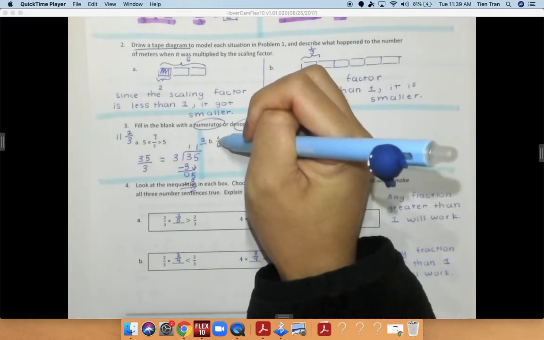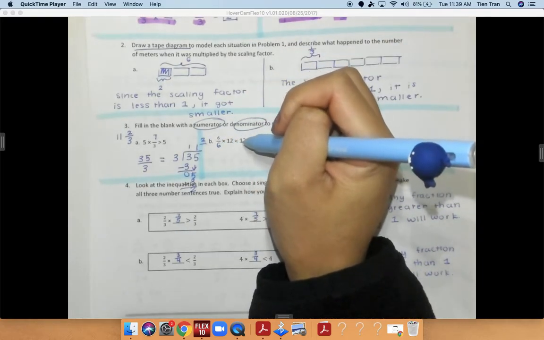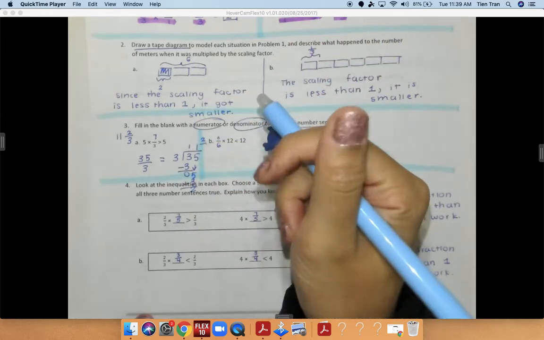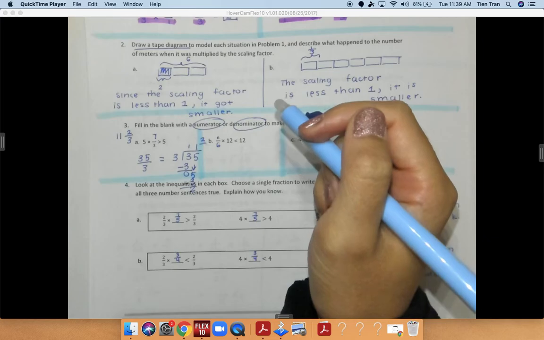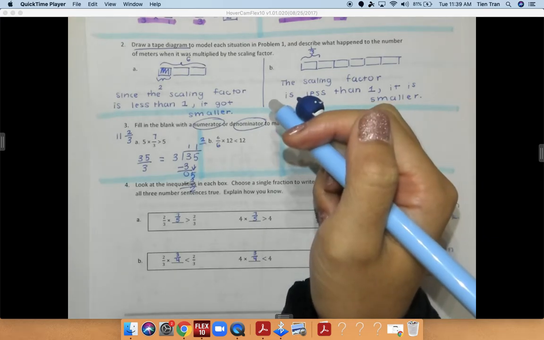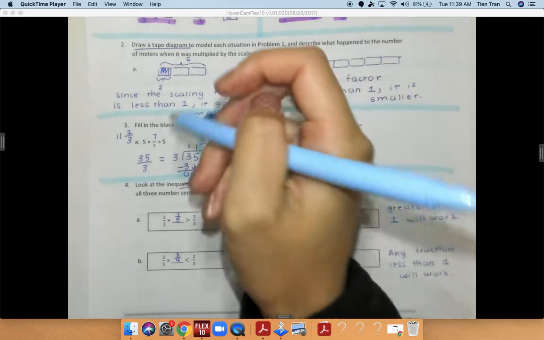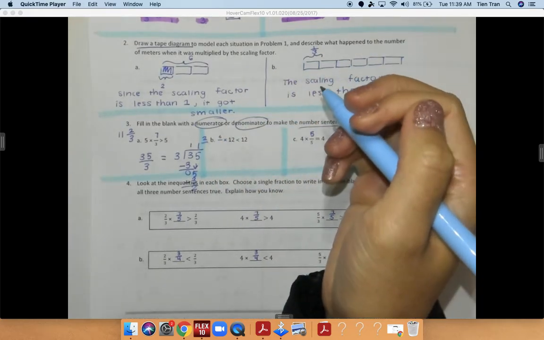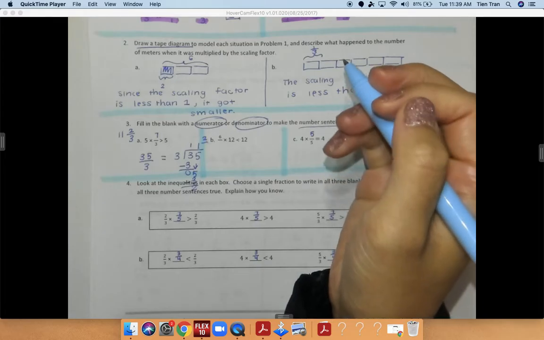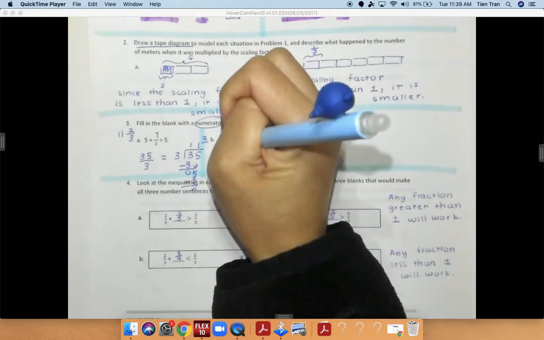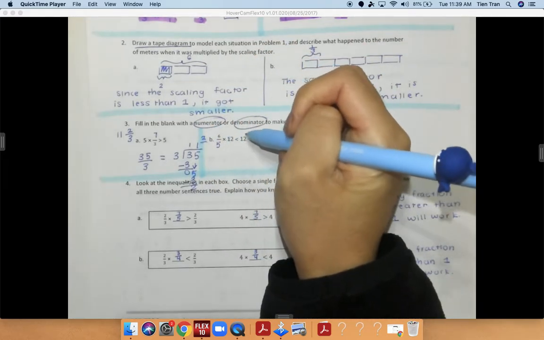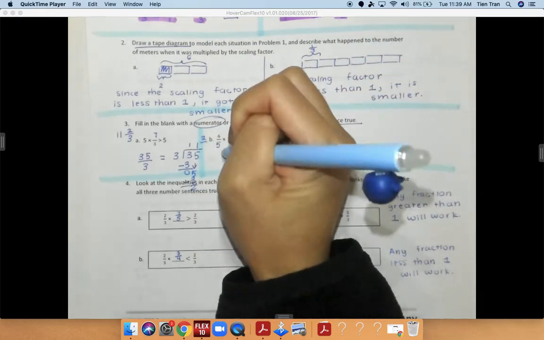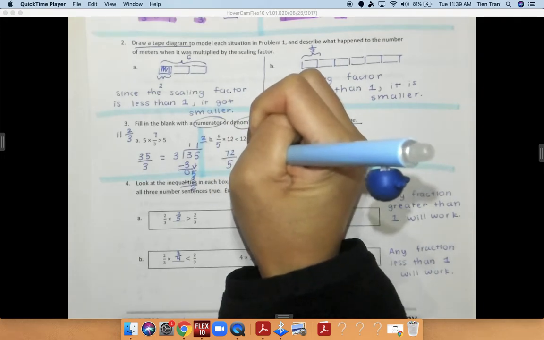Over here we have 6 divided by 6 times 12 is less than 12. So we're trying to make the number smaller. So in order to make the number smaller, what I would do is I would change the denominator. So 6 divided by 5, for instance, times 12 is going to give me a number that is less than 12. So 6 times 12 is equal to 72 divided by 5.